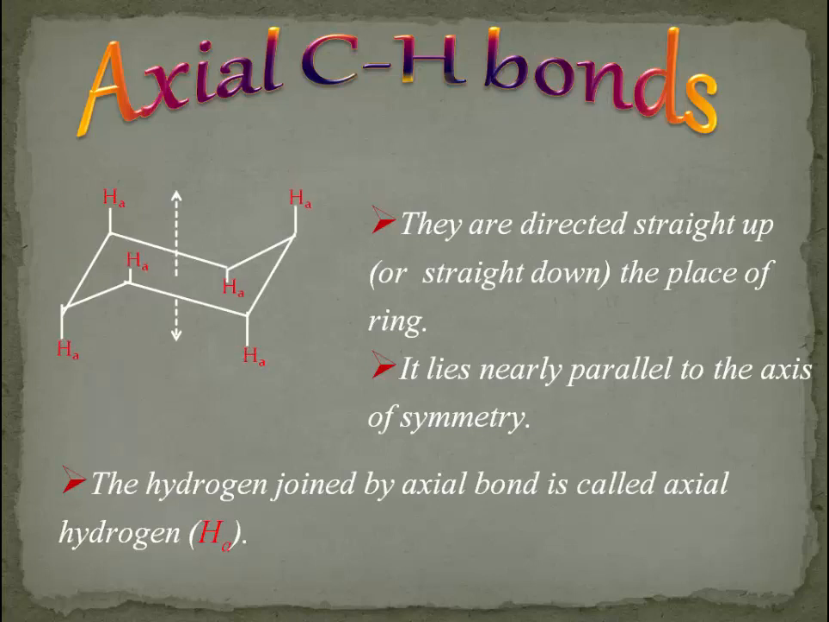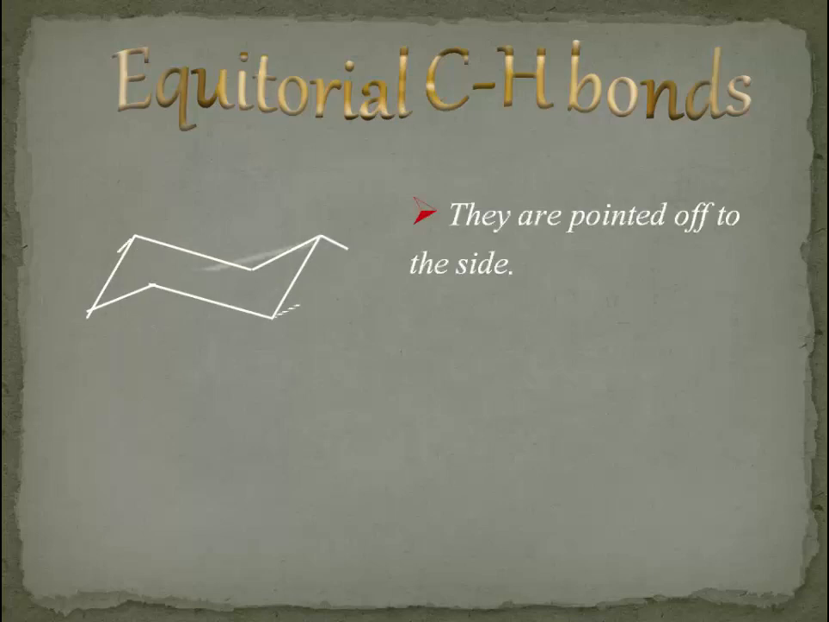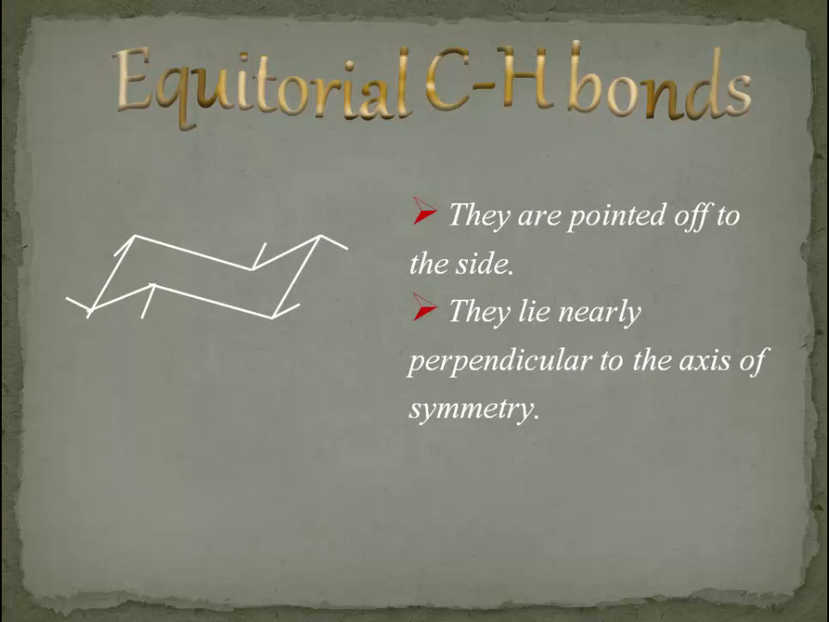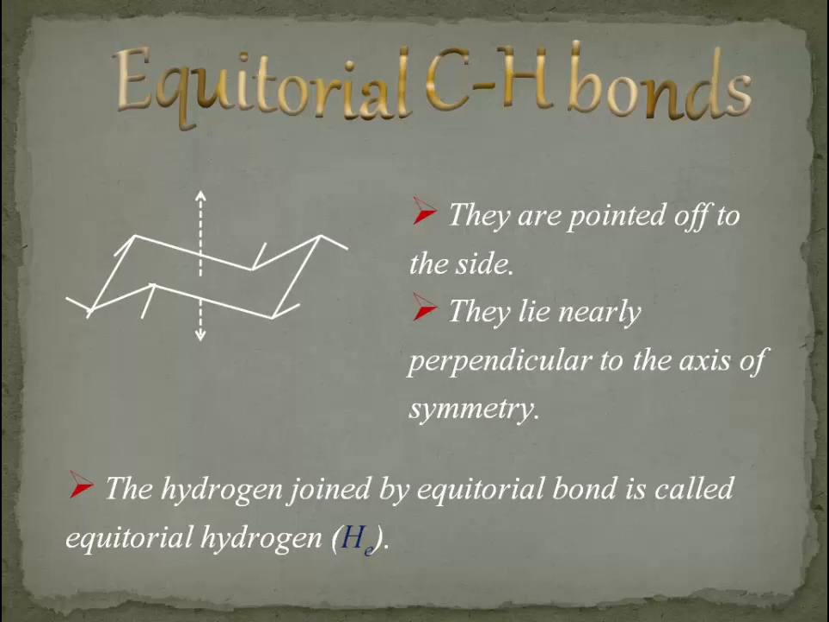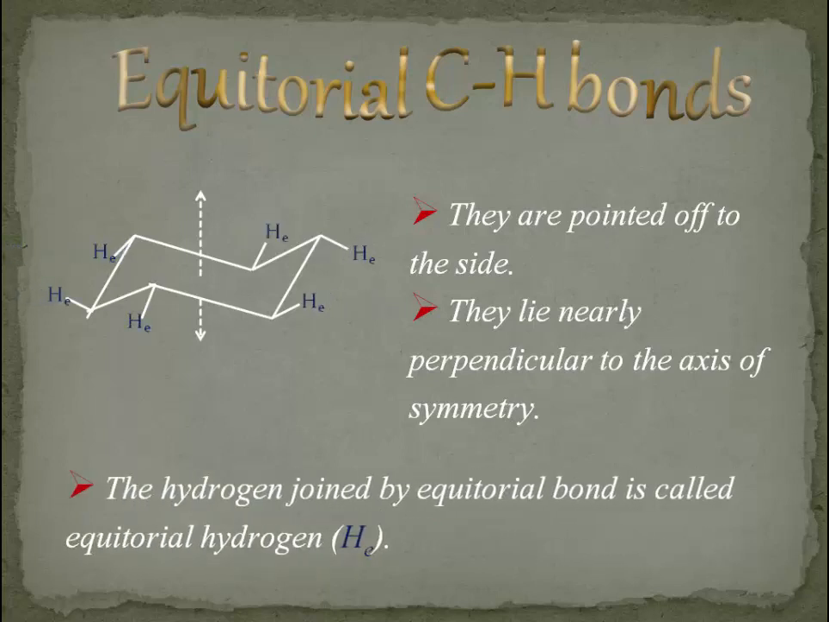Next we will see equatorial C-H bond. Now let us see the structure of chair conformation. Equatorial C-H bonds are pointed off to the side. Let us see. They lie nearly perpendicular to the axis of symmetry. The hydrogen joined by an equatorial bond is called equatorial hydrogen.